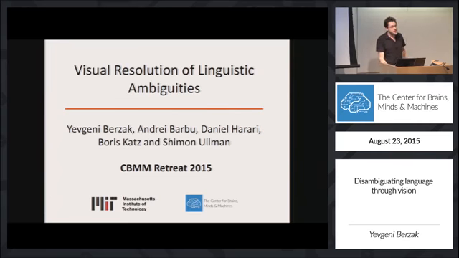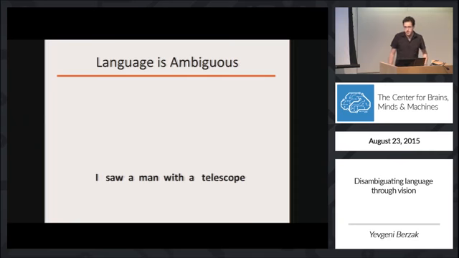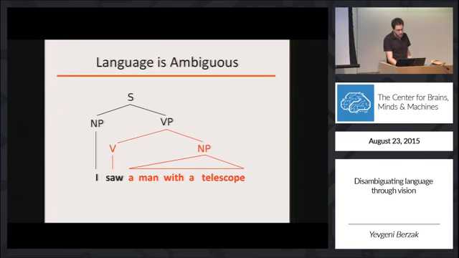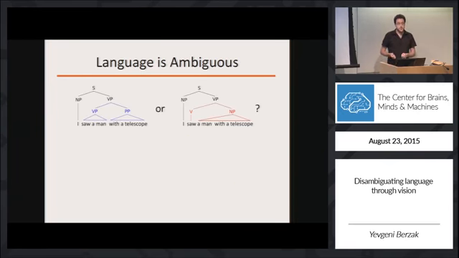So one of the defining characteristics of human languages is ambiguity. Here's an example that linguists are particularly fond of. I saw a man with a telescope. Now, this sentence has two interpretations. In the first interpretation, I used the telescope to see a man. But there's another interpretation where I saw something, and that something was a man who had a telescope. So one sentence, two different interpretations.